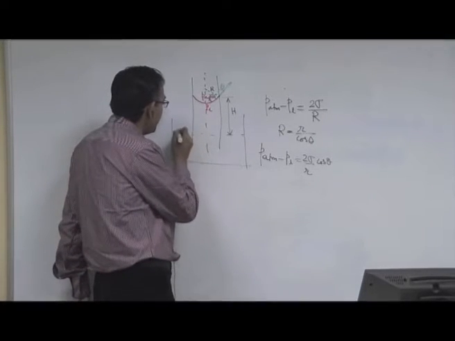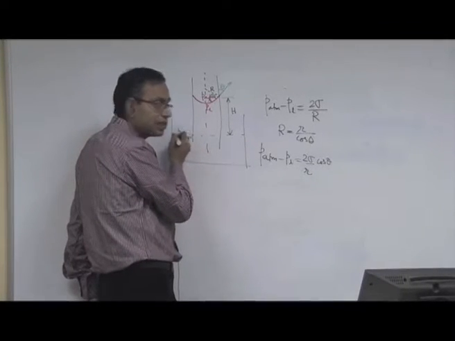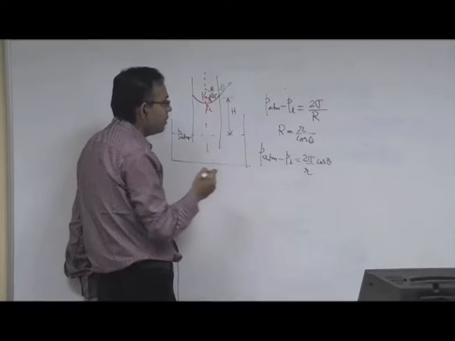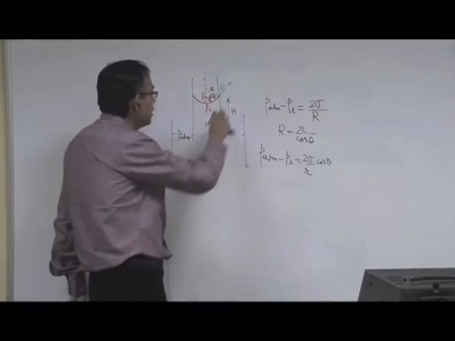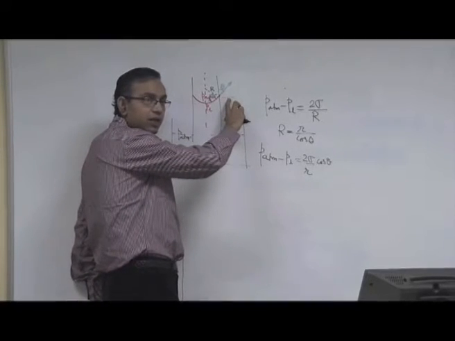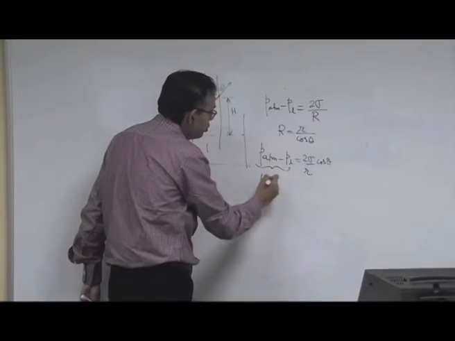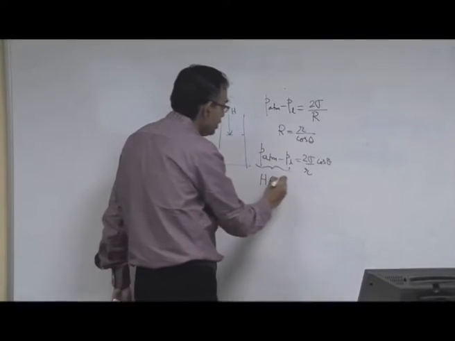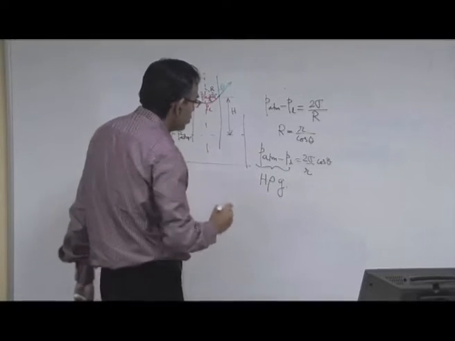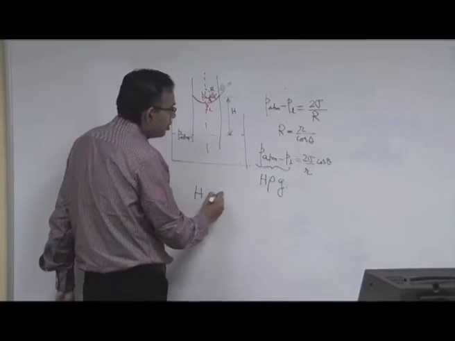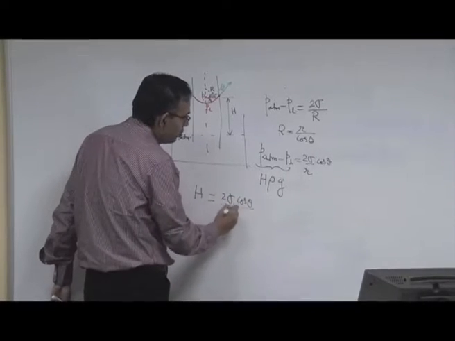Now, in this free surface, if the pressure is P atmosphere here, pressure here is also P atmosphere because this is exposed to the atmosphere. So, what is P atmosphere minus P liquid? It is the height of this liquid column into rho into g. So, this is H, rho means rho of liquid, into g. So, we can write H equal to 2 sigma cos theta by rho g r.